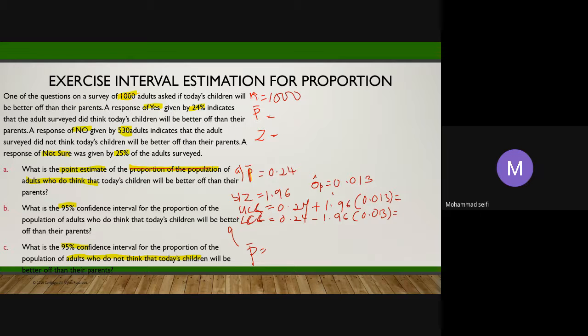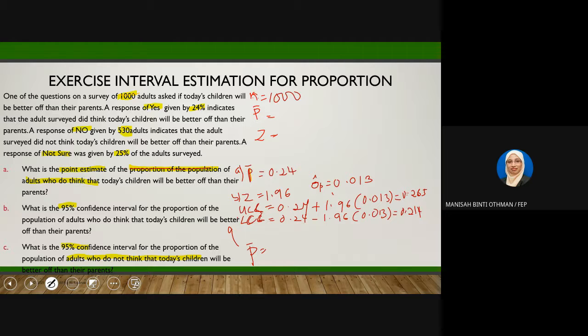The upper is 0.26. Exactly 0.26? No, it's not clear, I erased it. 0.265, isn't it? Yeah. Lower is 0.214. Yeah.